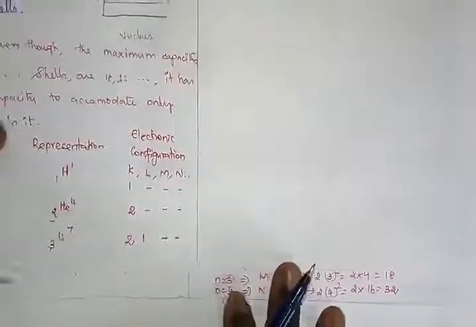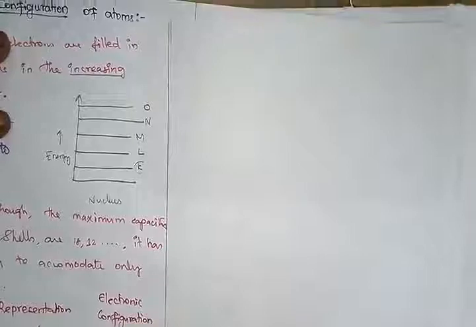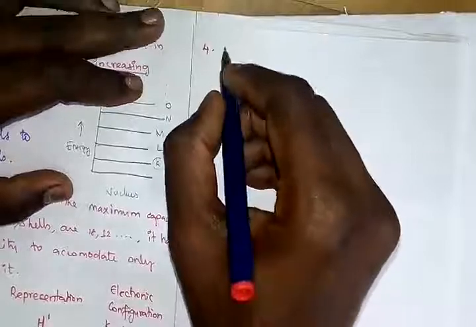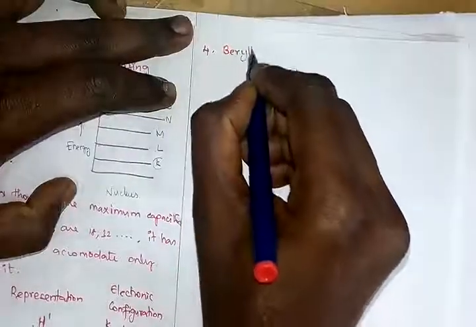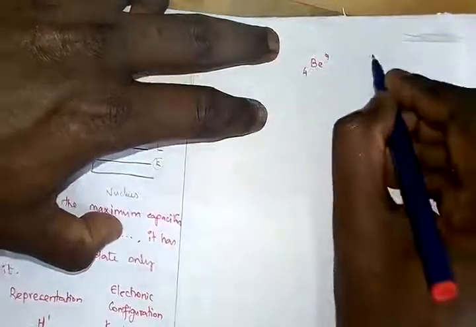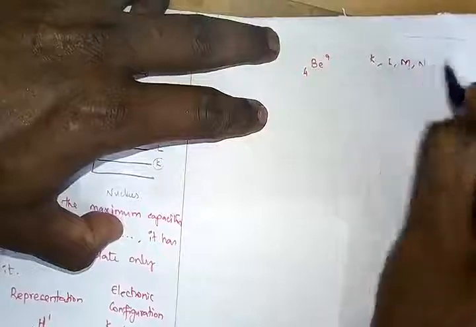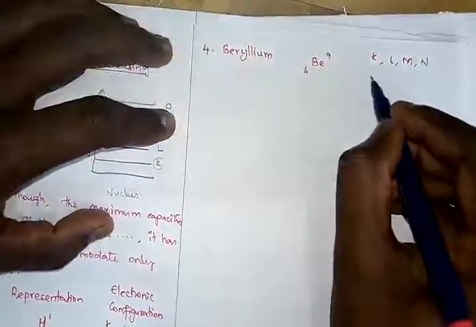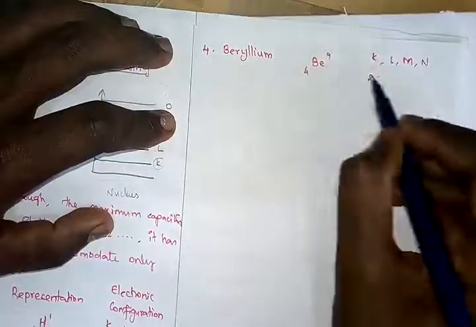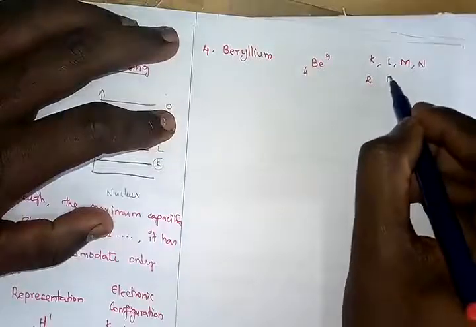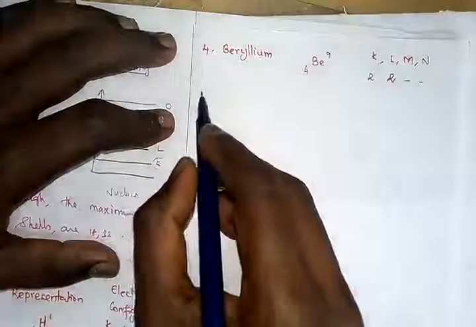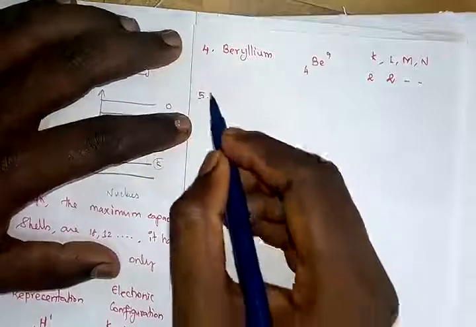Let us go to the next one, that is the fourth one. Element number 4 is beryllium. Representation 4Be9. So in the K, L, M, N, how do you fill it? 2 in the K shell, because the maximum capacity of this shell is 2. 4 minus 2 is 2, so that will go to the L shell. The remaining 2 shells are empty. Understand?